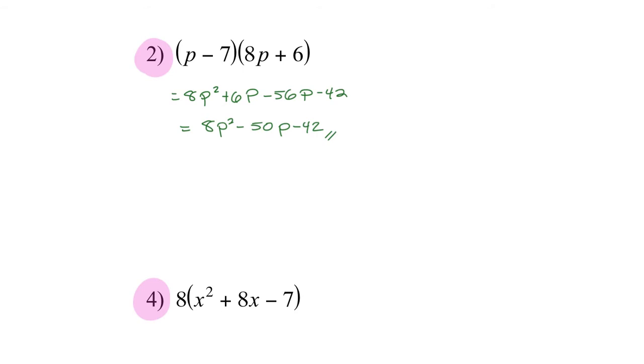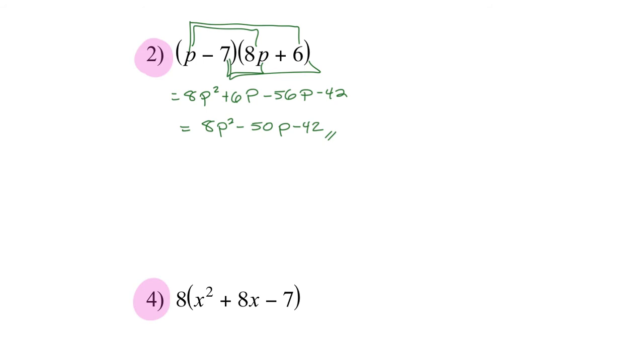So again, I'm going to FOIL. Again, I'm multiplying first times first, outers, inners, last. So p times 8p is 8p squared, p times 6 is 6p, negative 7 times 8p is negative 56p, and negative 7 times 6 is negative 42. Now again, I'm going to simplify that. 6p minus 56p is negative 50p minus 42.